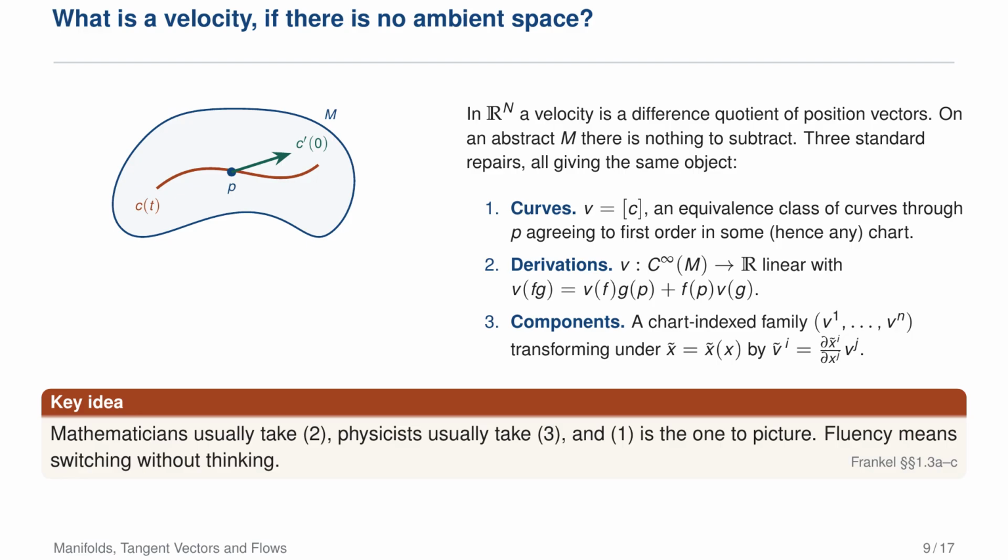The third repair is components. A tangent vector is a chart-indexed family of n numbers with a prescribed transformation law. Namely, v tilde i equals the partial derivative of x tilde i with respect to xj times vj. Mathematicians usually take the second, physicists usually take the third, and the first is the one to picture. Fluency means switching between them without thinking.